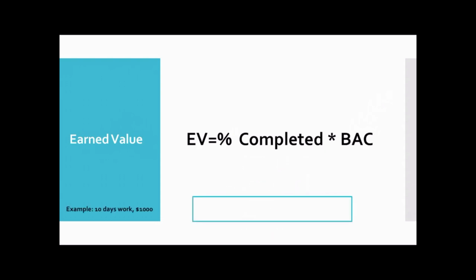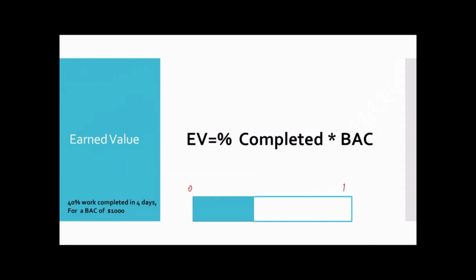So here's an example: 10 days of work and $1,000. Say day 0 and day 10, and you've got $0 on the first day, and you're going to give $1,000 on the last day. Now what happens? The question says 40% of the work is completed in 4 days.